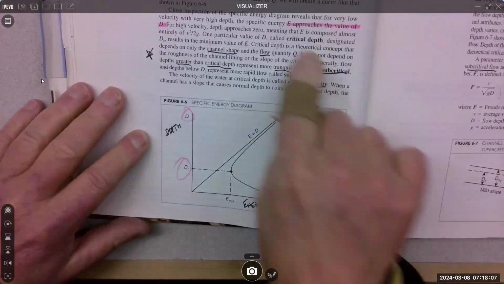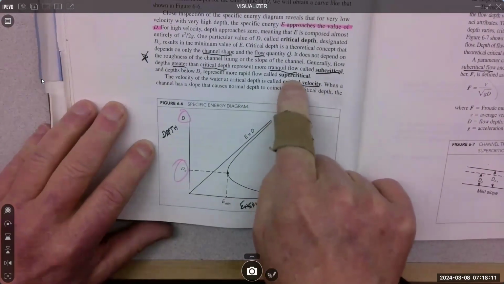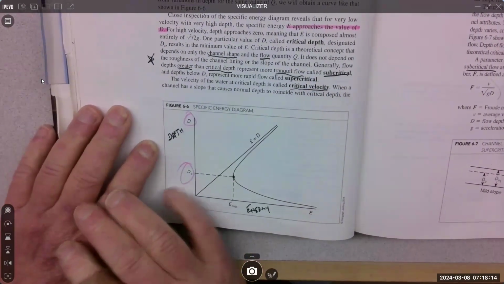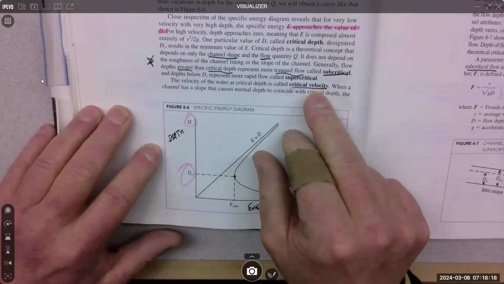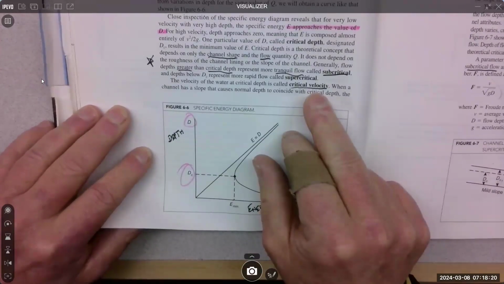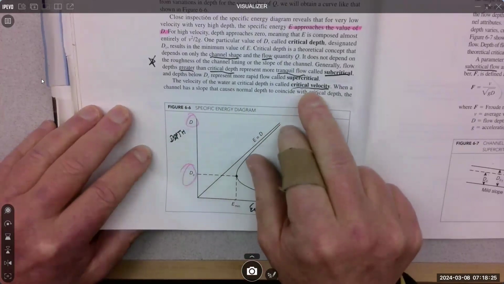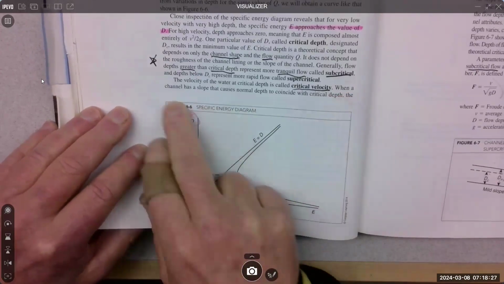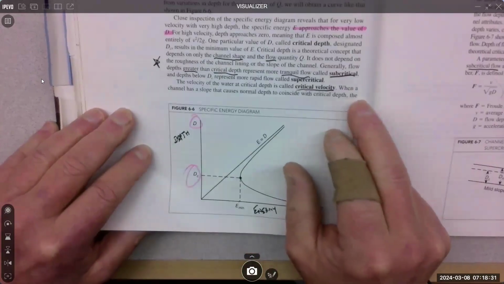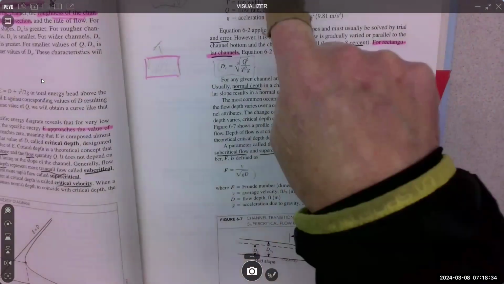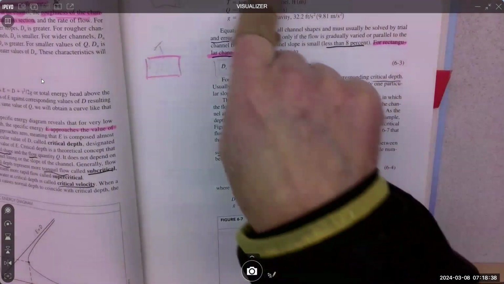So you might read about this because they do talk about different flows, subcritical flow and supercritical flow. Not as important with us, but critical velocity is important, right? The velocity at the critical depth is called the critical velocity. When a channel has a slope that causes normal depth to coincide with critical depth, the slope is called a critical slope. And that critical depth is computed by the following relationship.